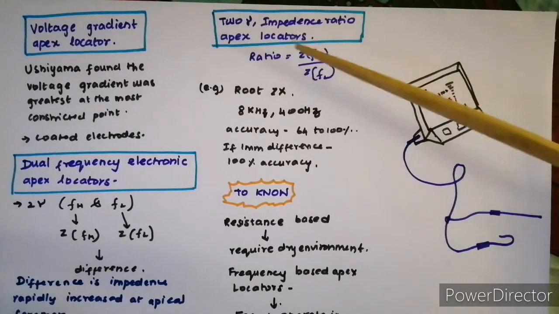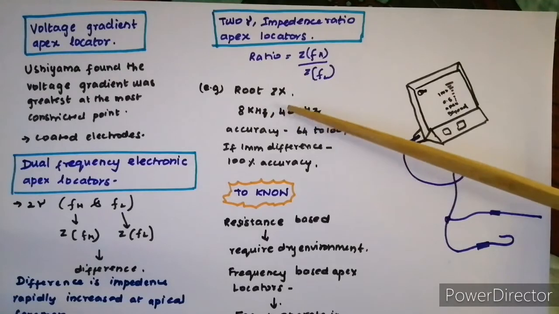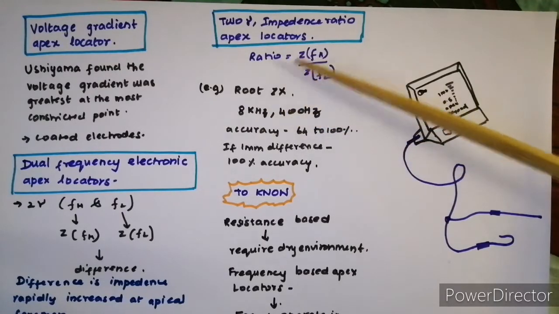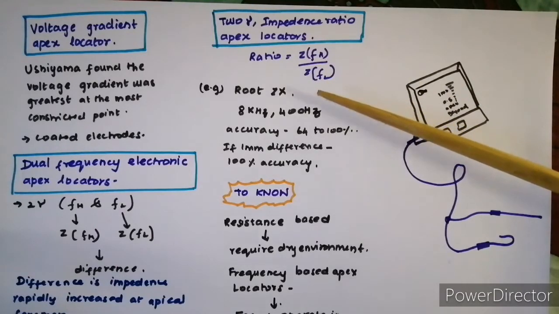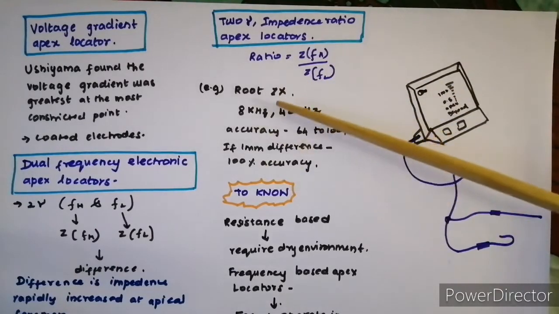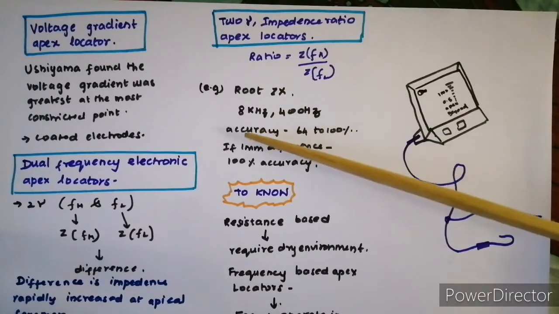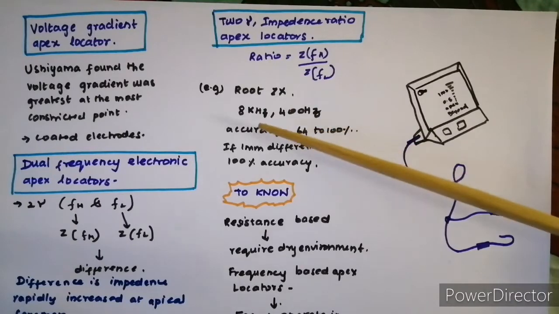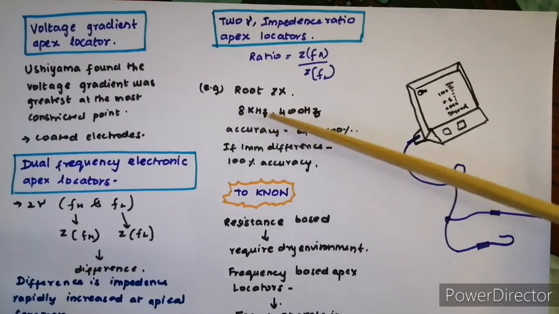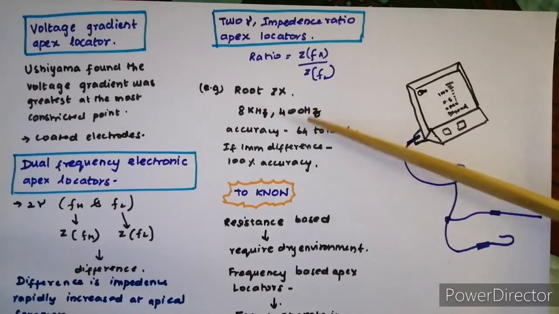Then the two frequency impedance ratio apex locator. This concept is used in the Root ZX apex locator. Here the ratio of the two impedances, of the high frequency and low frequency, is used. Root ZX uses two frequencies, 8 kHz and 400 Hz. This one is going to be your high frequency and this one is going to be your low frequency.